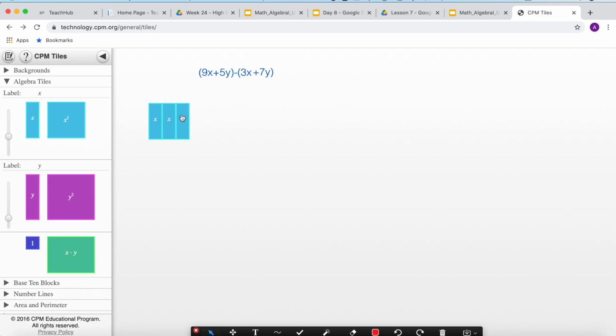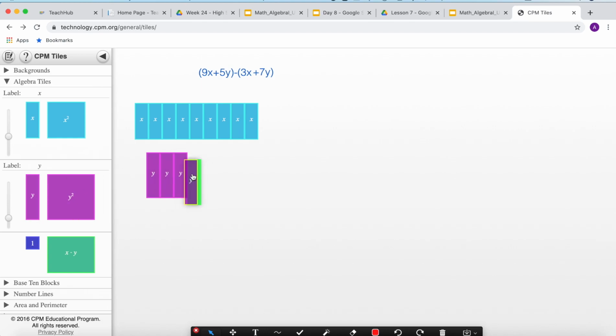So it's the same as before. 4x, 5x, 6, 7, 8, 9, and 5y's. 1, 2, 3, 4.